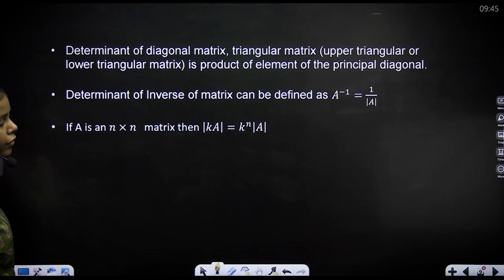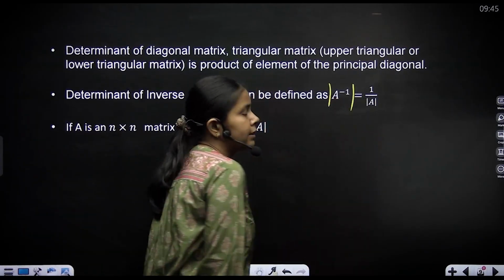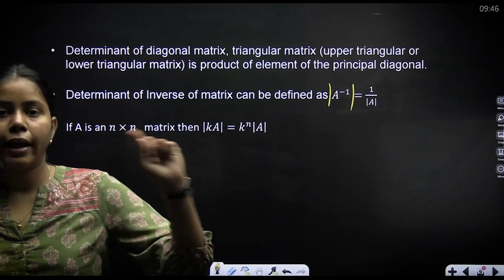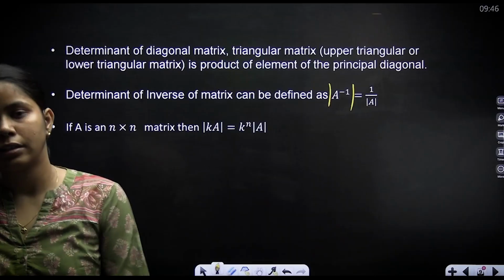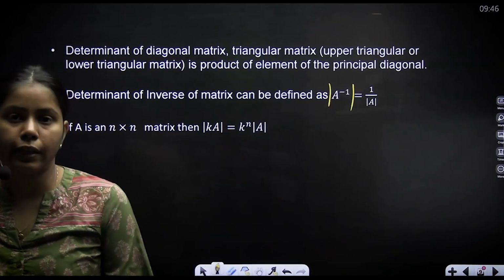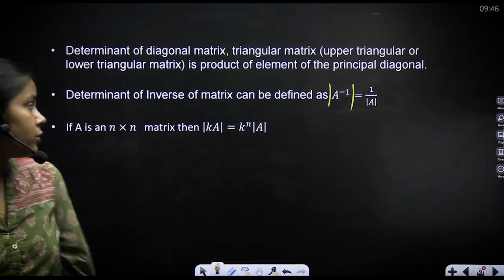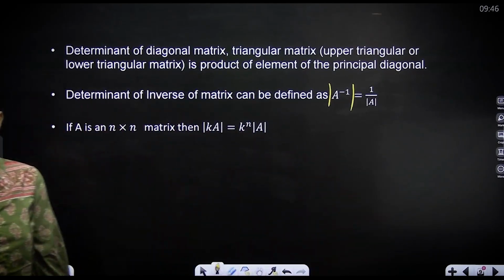Determinant of the inverse of a matrix: if I need to find the determinant of A inverse, that equals 1 upon determinant of A. That's why I have said that A inverse does not exist if determinant of A is 0, because then determinant of A inverse does not exist. So determinant of A inverse is equal to 1 upon determinant of A.